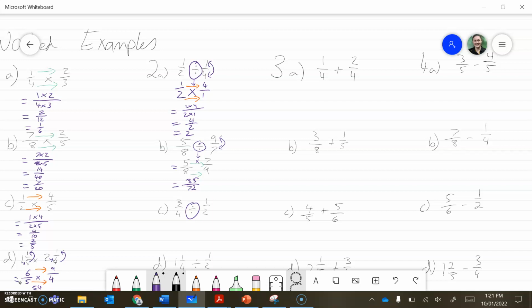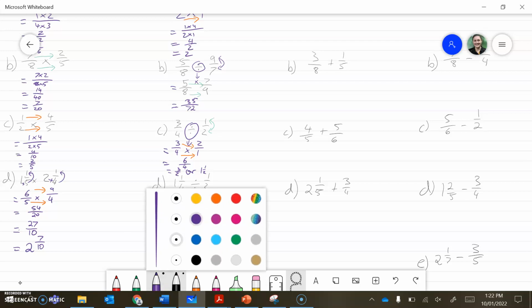Our next one, we switch our divide to a multiply, flip our second fraction. So here we're going to have 3/4 times 2 over 1. Across our numerator, across our denominator. 3 times 2 is 6, 4 times 1 is 4. So that's going to simplify to 3 over 2. Or you could also have 1.5.